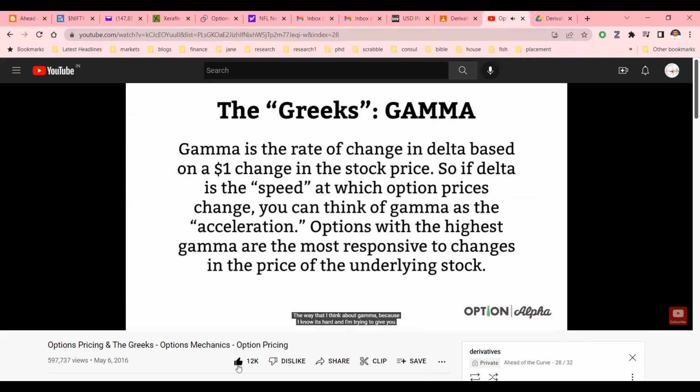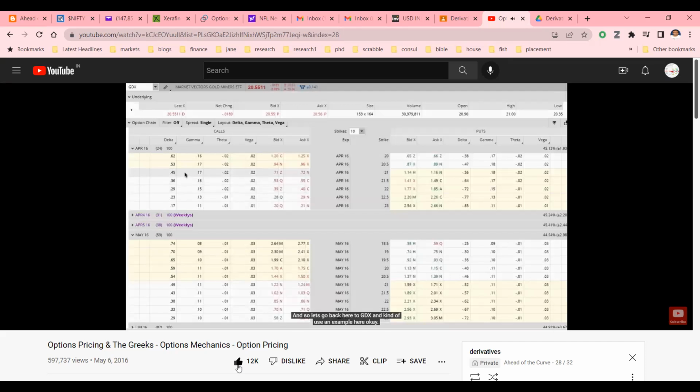The way that I think about gamma, because I know it's hard and I'm trying to give you guys as much information as possible, is as the additional profit or additional loss for the next dollar. That's how I think about it. And so let's go back here again to GDX and we'll use an example here.